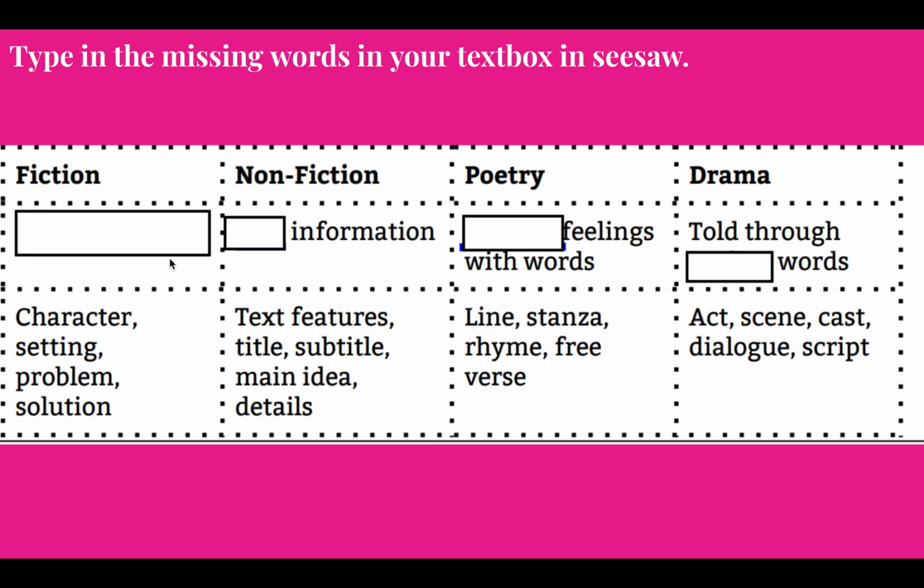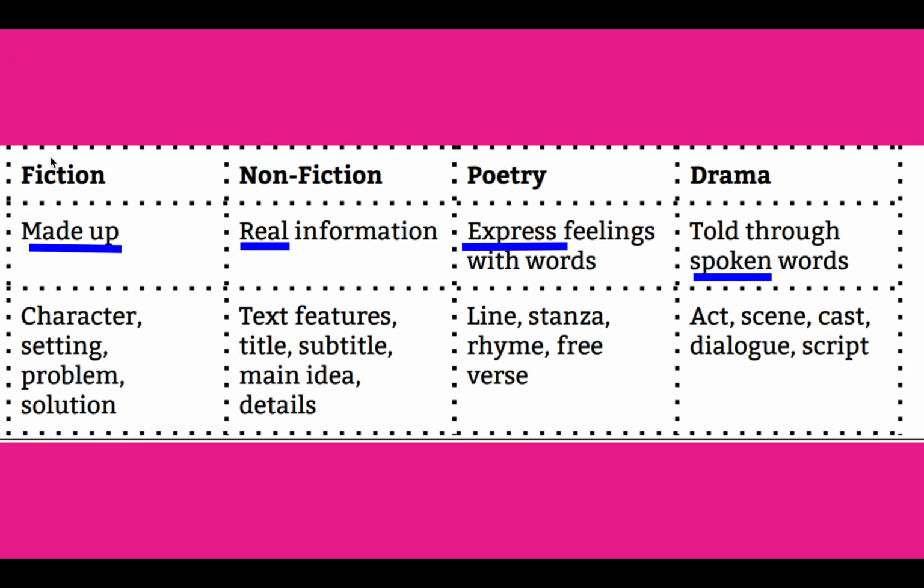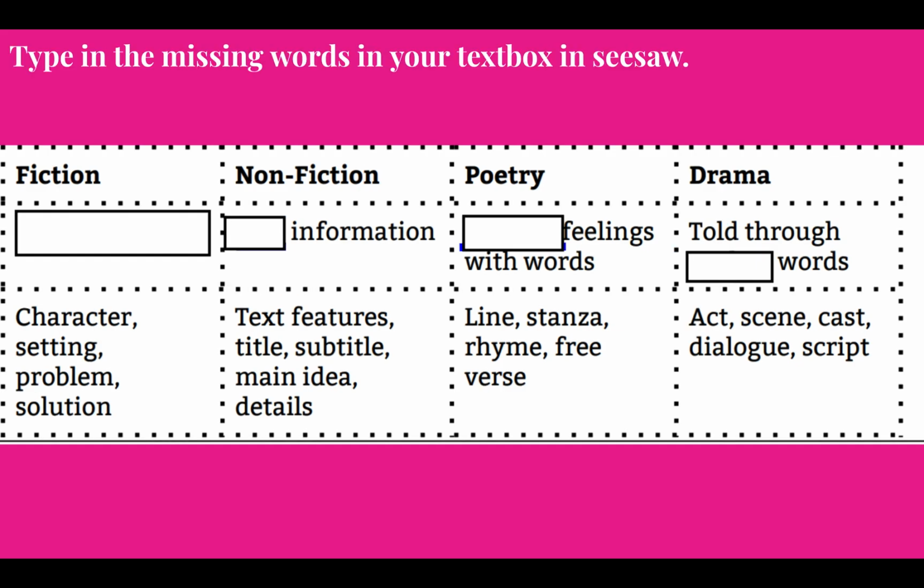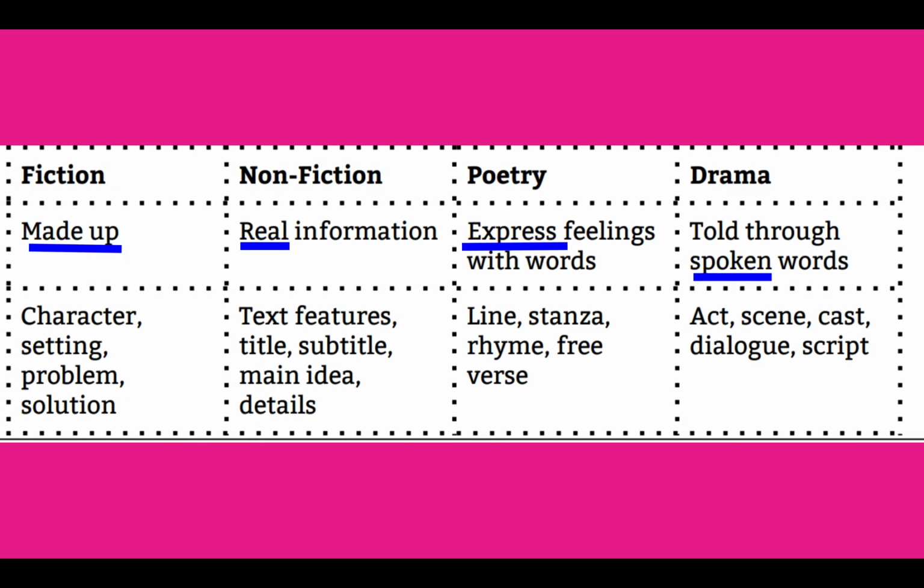So you're filling in the blank. You're looking at the slide, looking at your page. It looks identical like this, and you're going to be typing in the missing words in your text box in Seesaw. So at this time, pause, and I want you to write the word made up in the first text box, real, and you're not writing all of the words, just the words that are underlined. It's just one word for each text box. So made up for the first one, real, express for the third text box, and spoken for the fourth text box. So pause at this time and type in your text box. You're filling in page 1 in Seesaw.